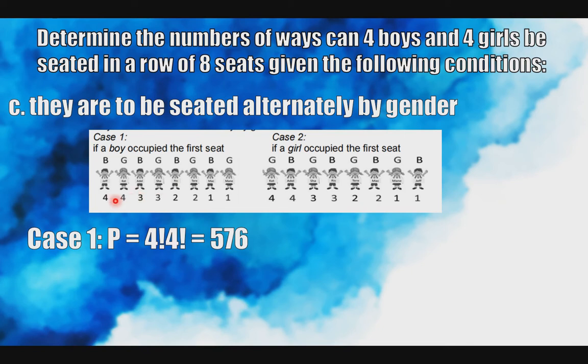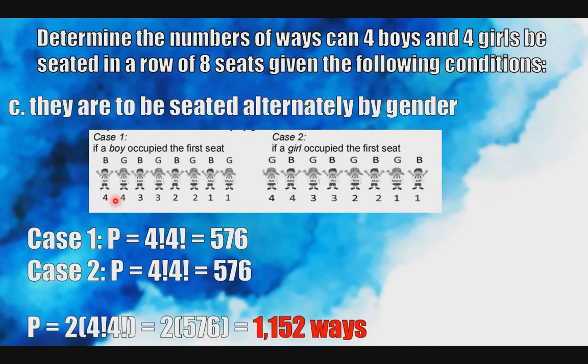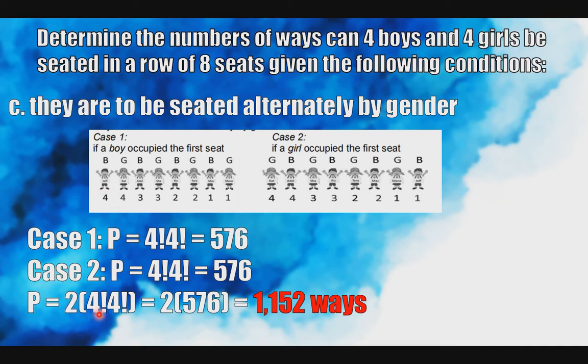Next is, yung case 2 natin, same lang din. Nauna nga lang yung girls. So, ang gagawin natin, i-multiply lang natin sa 2 yung 4 factorial times 4 factorial, which is 1,152 ways.